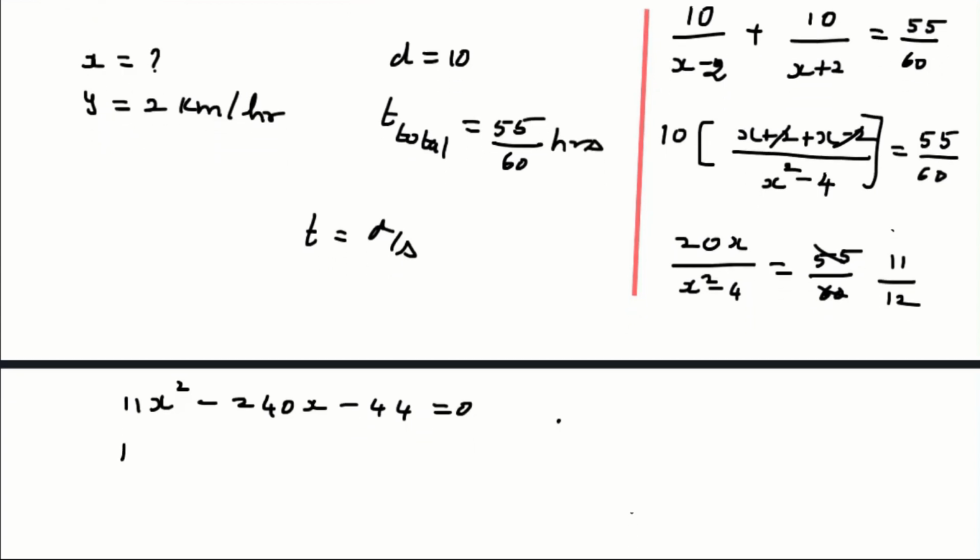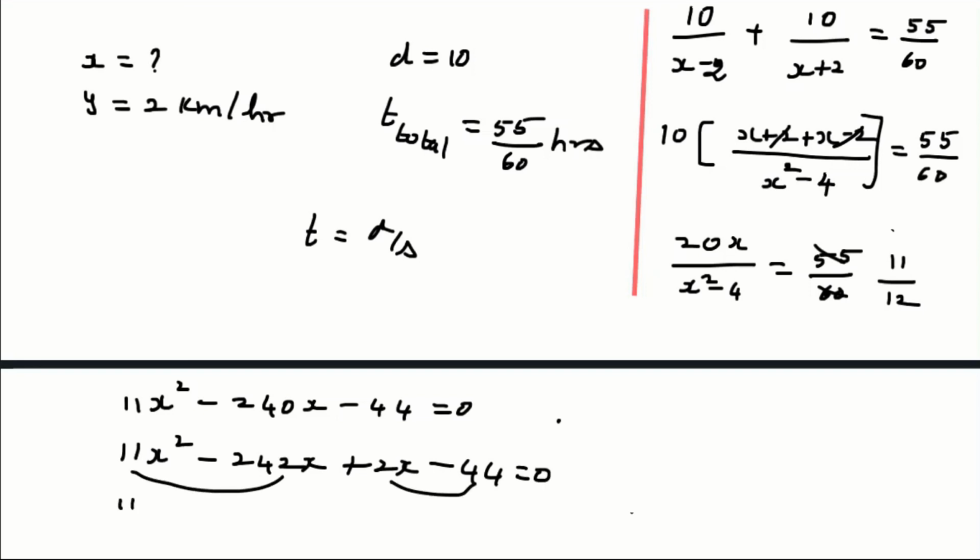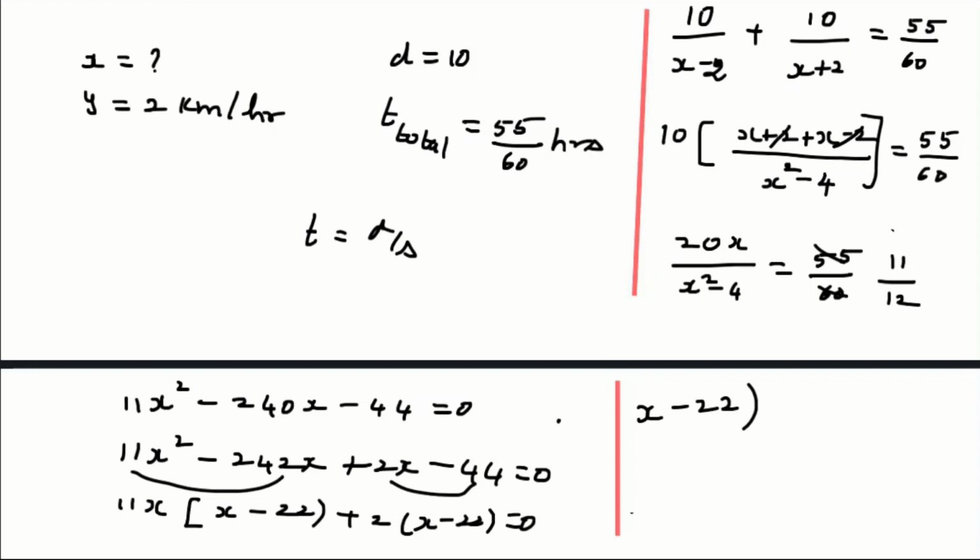If I factorize, I get 11x square minus 242x plus 2x minus 44 equal to 0. Take commonly out, so here 11x is common. If I take it out, it is x minus 22, plus 2 is common, again x minus 22 equal to 0. So x minus 22 is common, and this becomes 11x plus 2 equal to 0. So x is 22, or x is minus 2 by 11.